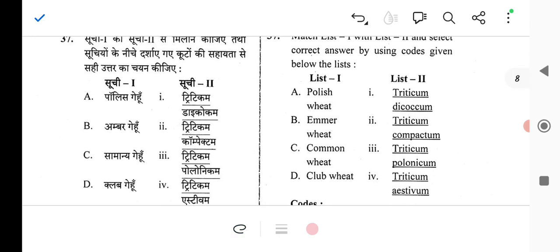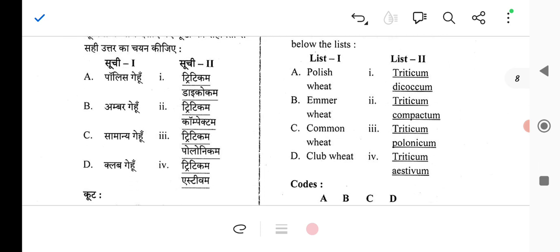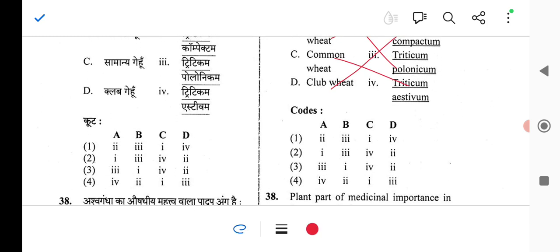Next is match the following with 1 with 2. Okay. So here the polished wheat is what? The polished wheat is Triticum polonicum. Emmer wheat is what? Emmer wheat is Triticum dicoccum. Common wheat is what? Common wheat is Triticum aestivum. And club wheat is Triticum compactum. So here answer is C.